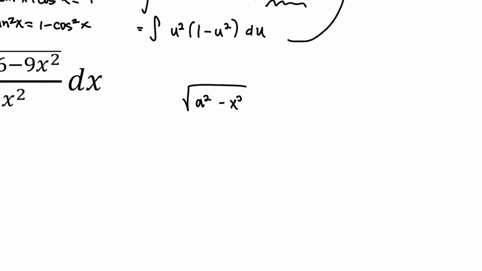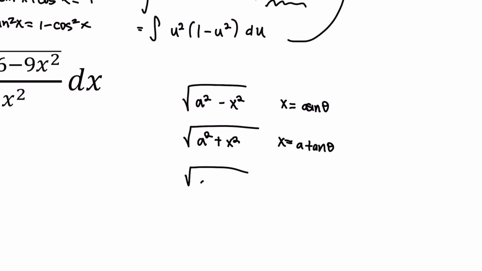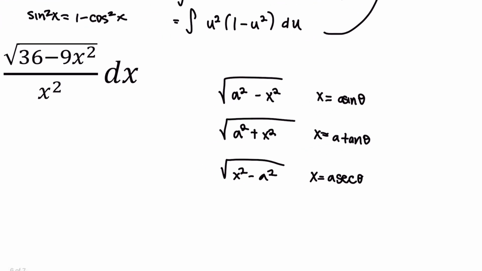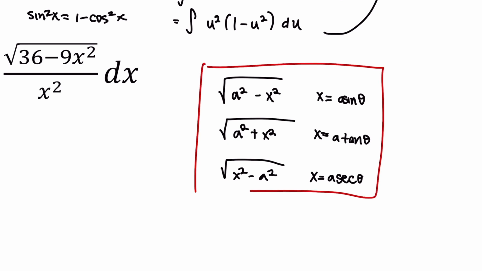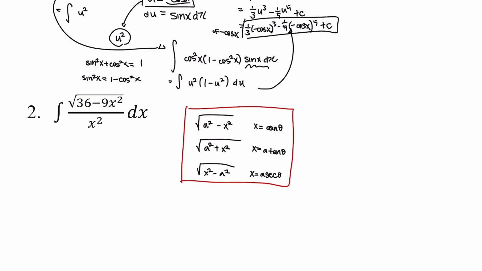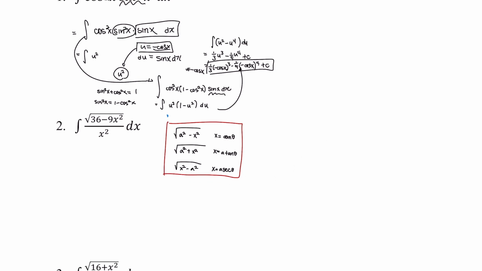In the format of a squared minus x squared, we're going to use the substitution of x equals a sine theta. In the situation of a squared plus x squared, we're going to use the substitution of x equals a tangent theta. And then finally, in the situation of x squared minus a squared, we're going to use the substitution x equals a secant theta. So this is our trig substitution rules. I'm just going to highlight this. How about I move this a little bit to the side?